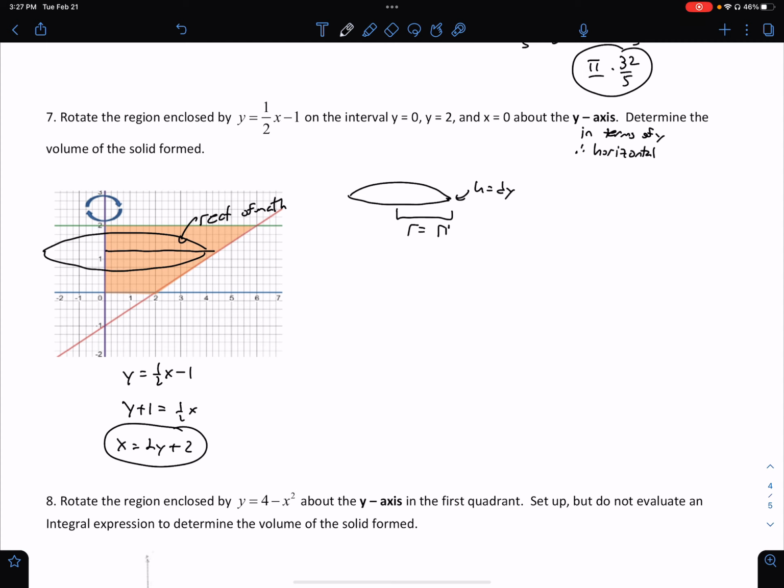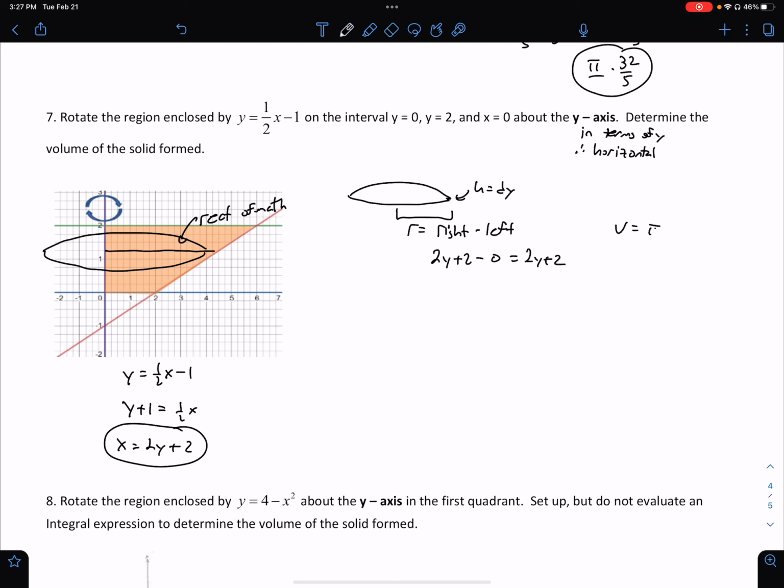So we're going to do the right minus left. On the right, we have our line, which is what we have here. That's going to be this 2y plus 2. And on the left, it's the y-axis, which is our x equals 0. So minus 0. And we just get 2y plus 2. So let's just set this one up here.